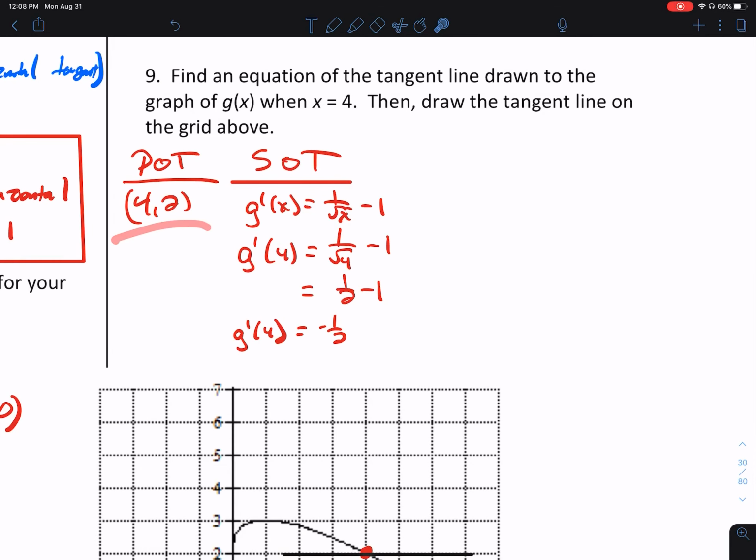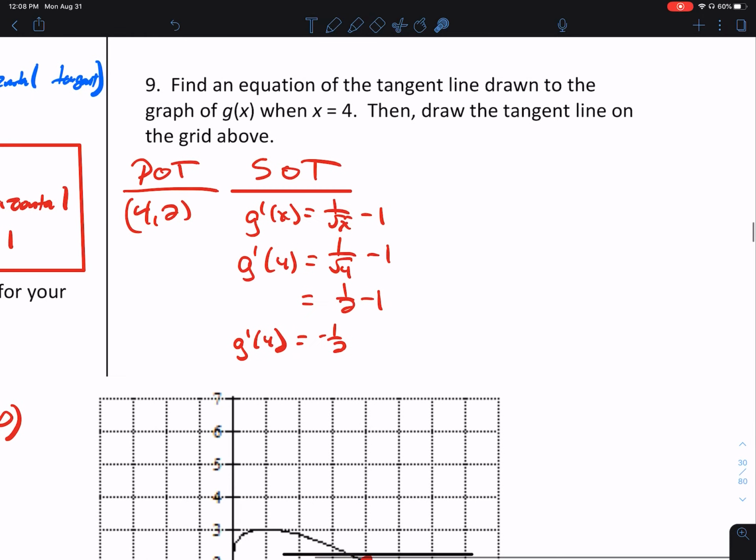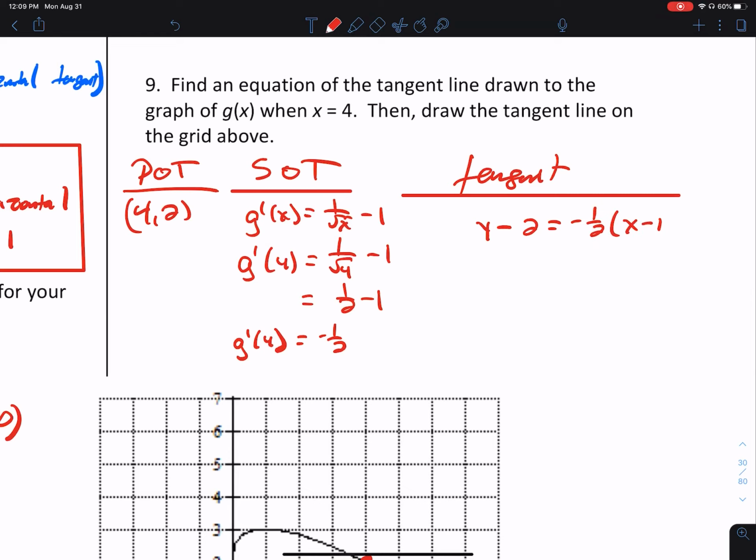Point of tangency, ordered pair 4, 2. Slope of tangency is negative 1/2. Tangent line is y minus y sub 1 equals the slope times the difference of x and x sub 1. Just confirm slope, yes. Y sub 1, yes. X sub 1, yes. Find the equation. We did it.